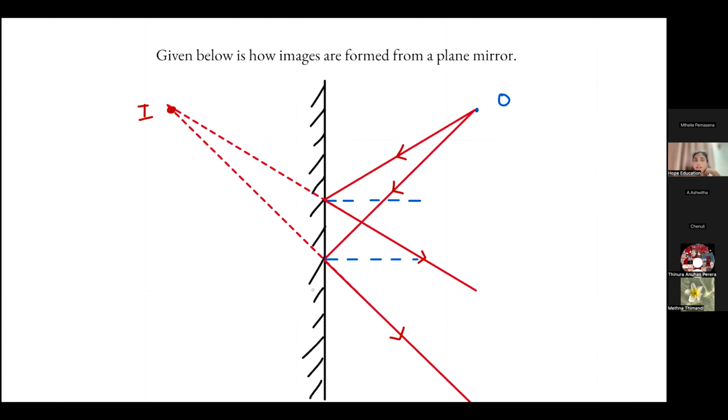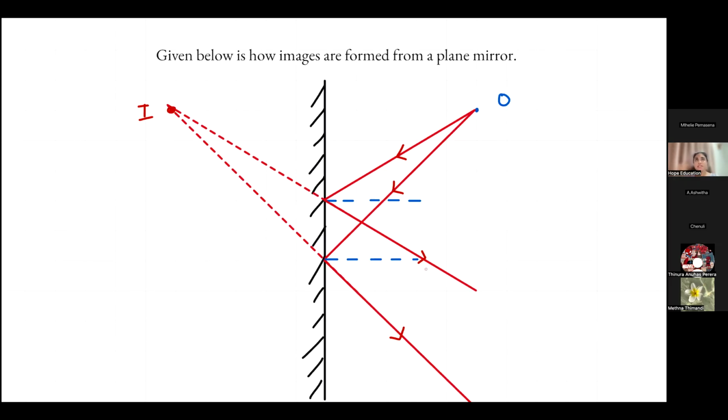Don't worry about anything else. Did you understand what I said up to that point? Because I will explain this further, but up to that point, is it clear? Give me a thumbs up. Okay, so is the image formed behind the mirror?